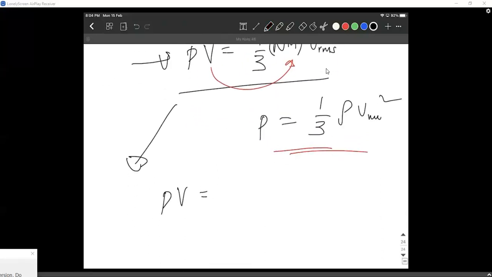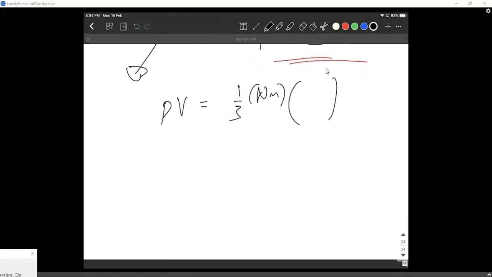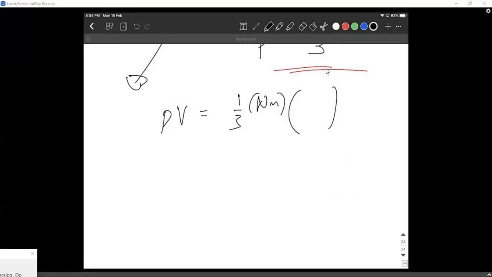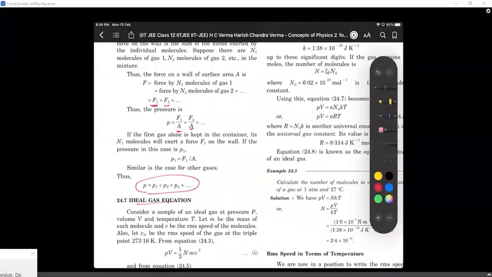PV, and they take this 1/3 nm to a side, and in the place of VRMS square, do you remember this part? Let me charge my phone. Sorry, my bad. And meanwhile, I'll take you through this thing.